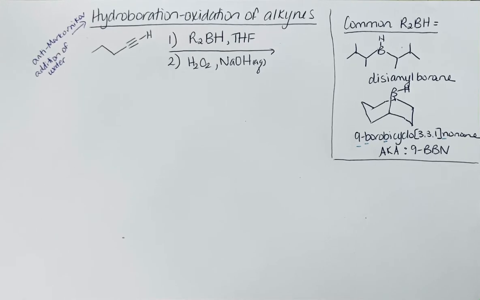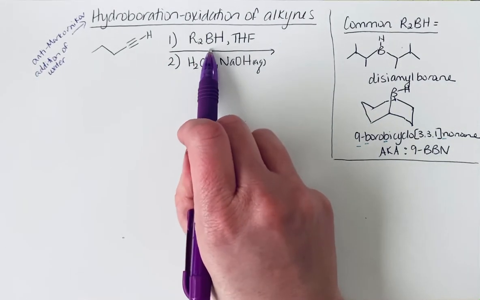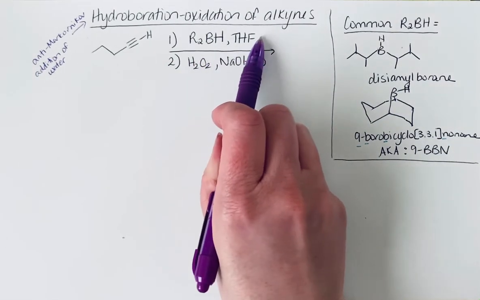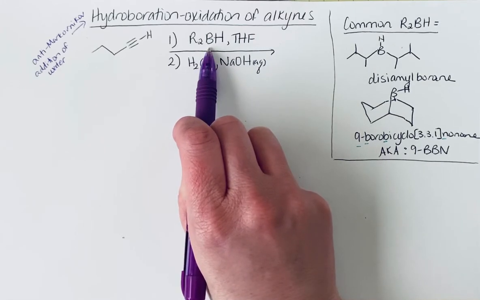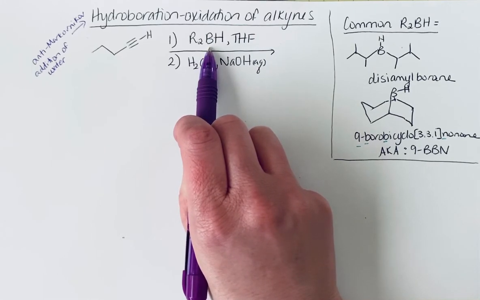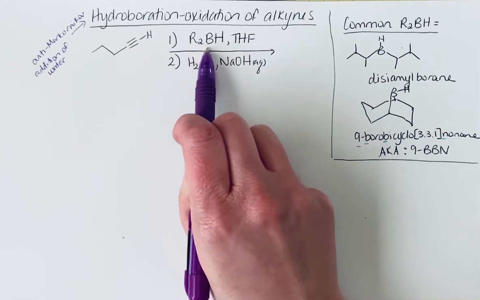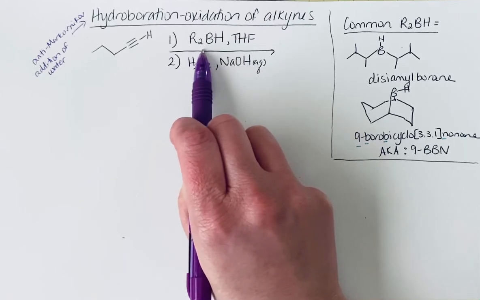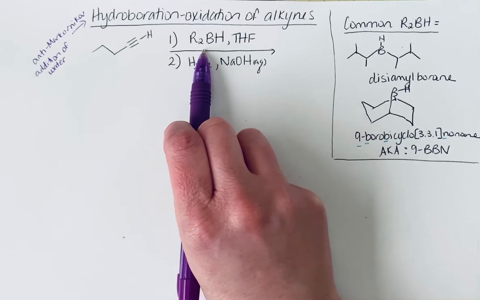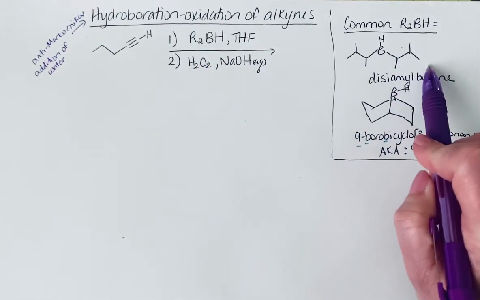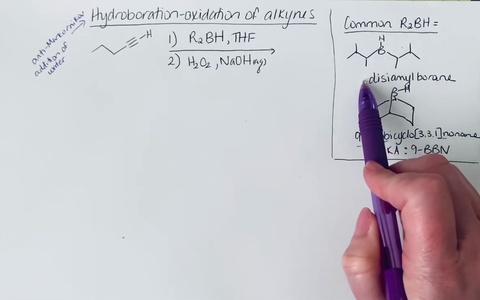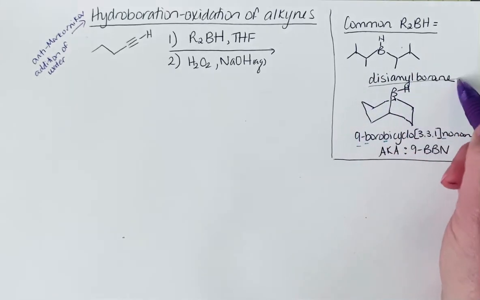For the hydroboration oxidation of an alkene, we typically use borane, BH3. For alkynes, we tend to use similar boron reagents, but ones that are a little bit bulkier. So we replace 2 of the hydrogens with R groups, which just means they can be any carbon group. And typically we pick some groups that have a lot of steric hindrance. So one common reagent is dicyanylborane.